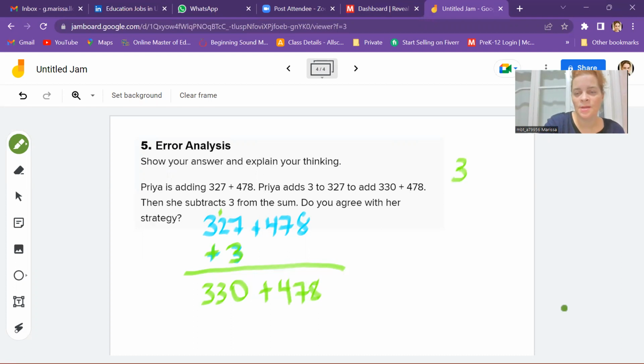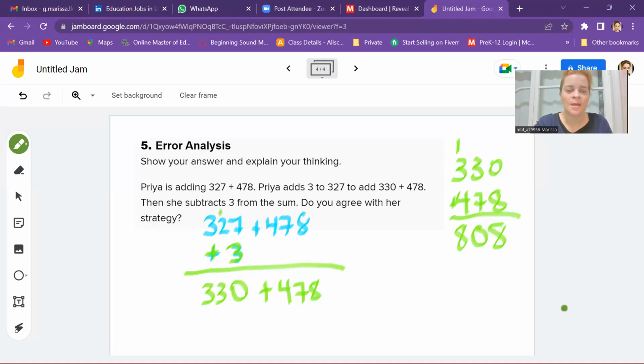Okay, let's look over here. 330 plus 478. What is 8 plus 0? 8. 3 plus 7, think 7. 8, 9, 10. 10. Carry our 1. And 4 plus 3 is 7 plus 8. Then it says she's going to take this other 3 here and subtract it. So minus 3. 8 minus 3 is 5, 0, and 8. Now, is that going to work?